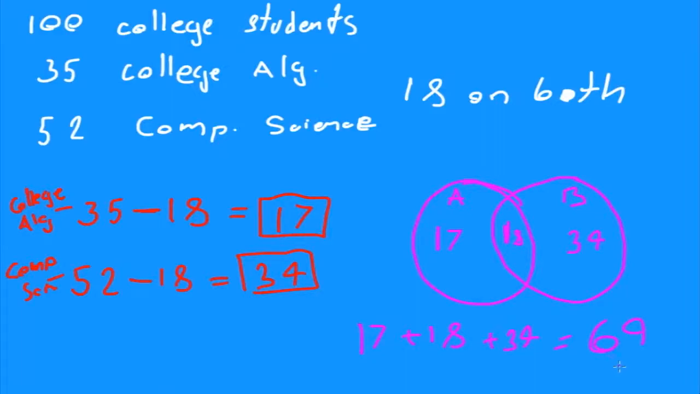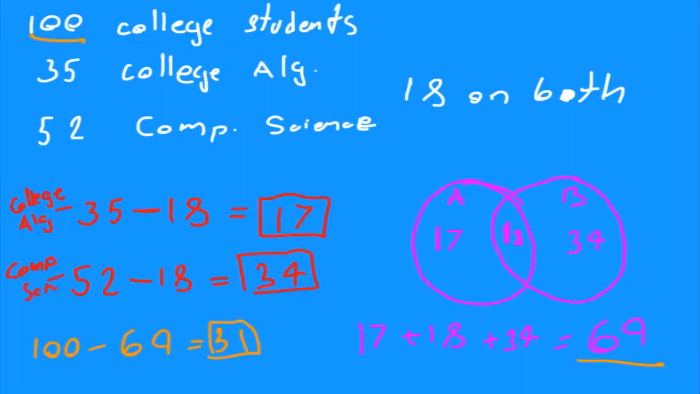But what if we were asked how many students are not in any of the courses? Well, we have 100 students total, right? So 100 minus our 69 that we got here. And that should give us 31. And that's the number of students that are not in any of the courses.